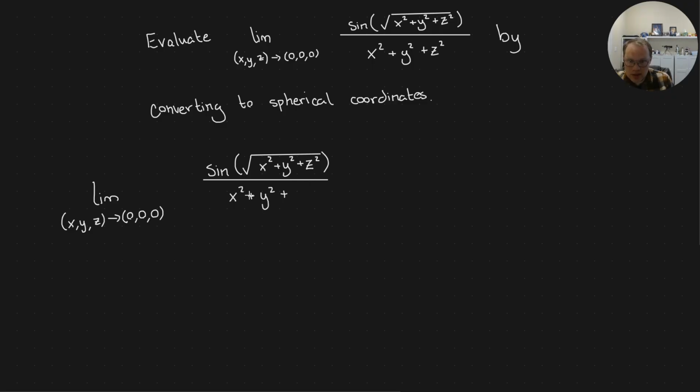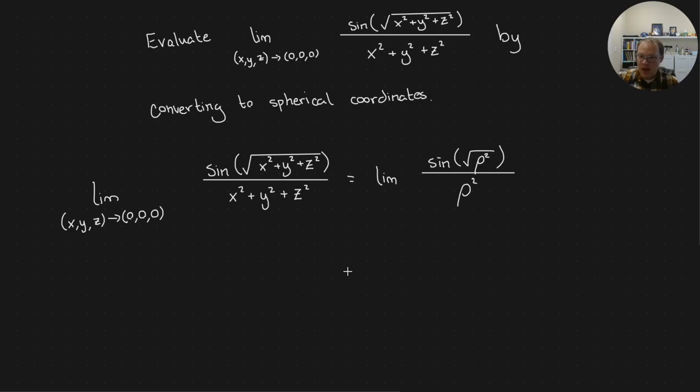So every time I see an x squared plus y squared plus z squared, I'll swap it out with a rho squared. So I get the limit of sine of root x squared plus y squared plus z squared becomes square root of rho squared. In the denominator, x squared plus y squared plus z squared is also rho squared.